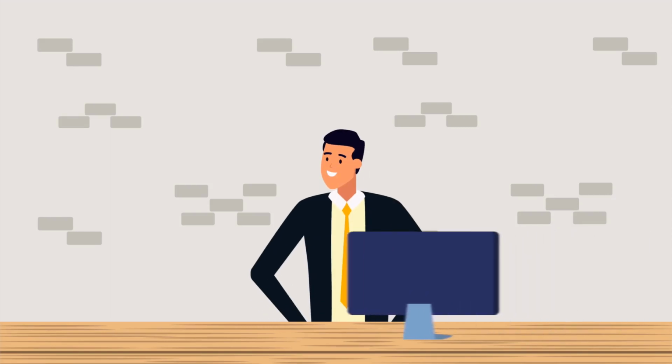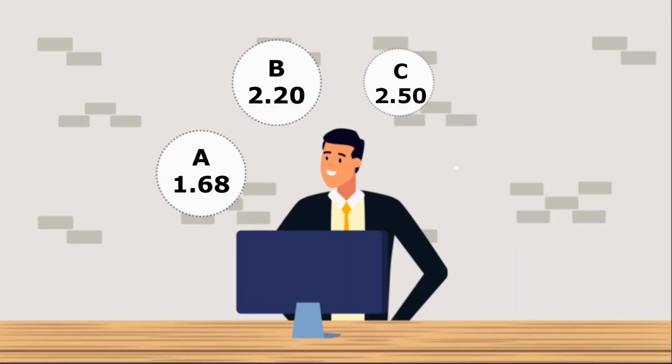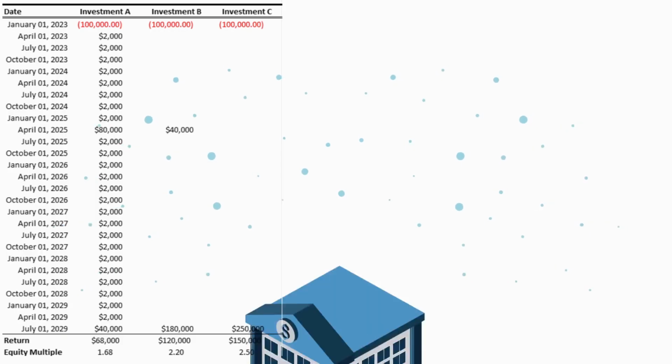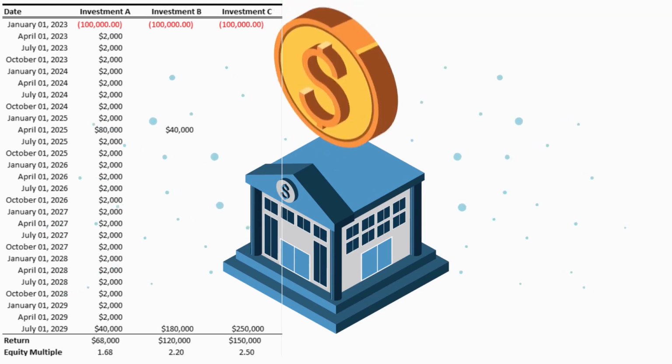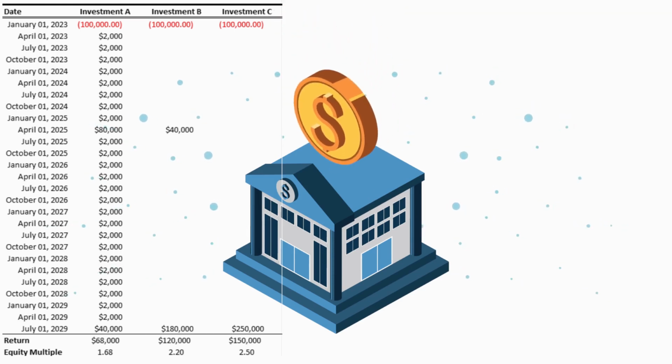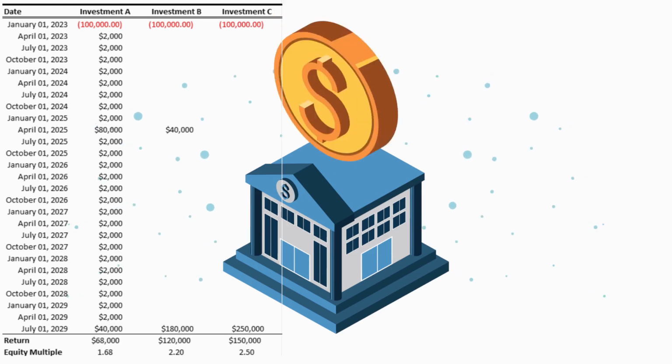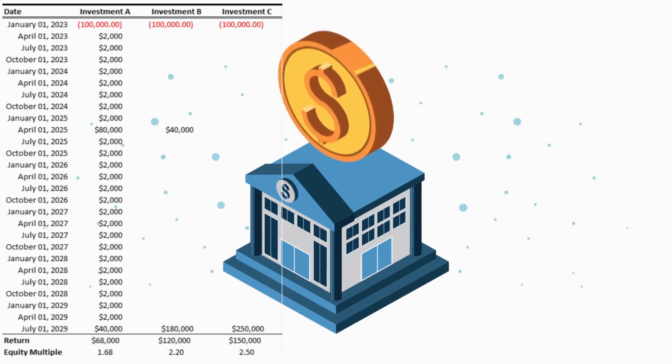Consider three investments, each with a 6.5 year investment horizon, but each with different equity multiples. We can start by taking a look at the numbers behind these three hypothetical investments. We'll begin our evaluation by comparing the equity multiple, which is a ratio of cash returned to cash invested.